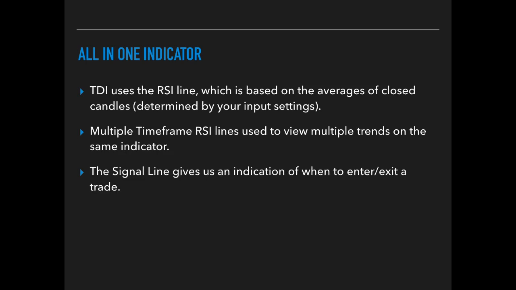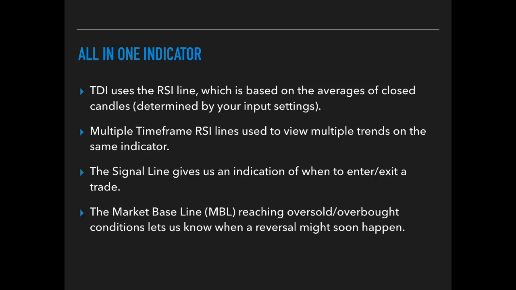And then the signal line, which is the red line, gives us an indication of when to enter and exit a trade. The market baseline, the MBL, reaching oversold or overbought conditions lets us know when a reversal might soon happen. We'll talk about that today also. And the volatility bands, which are the blue bands on the outsides, tell us if there's volume in the market, basically telling us about increasing or decreasing volatility.